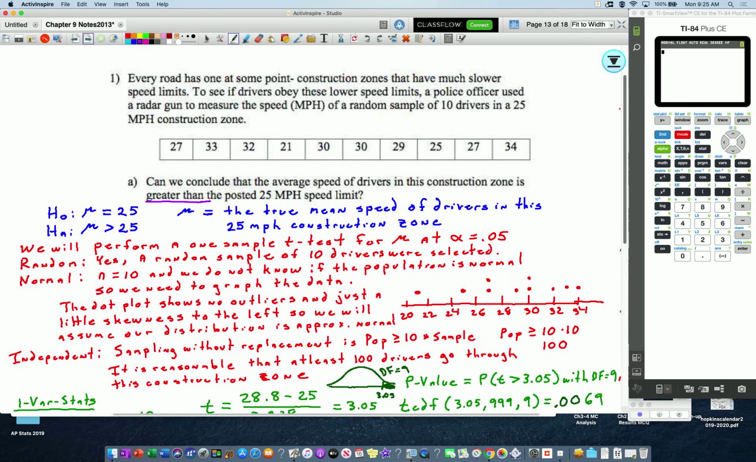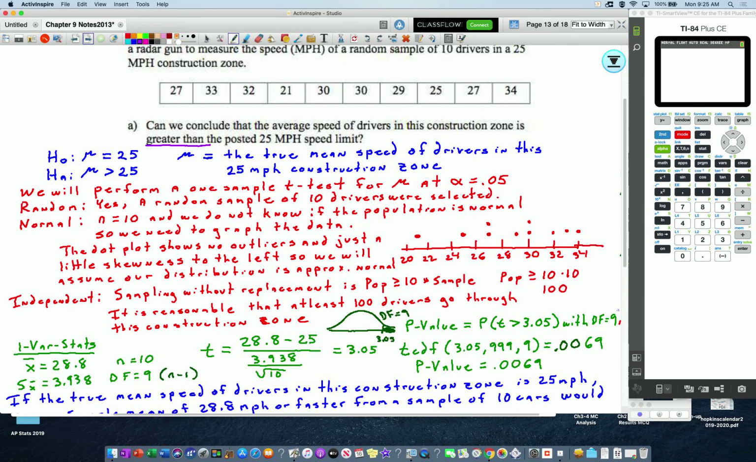the next step, okay, is our plan. So our plan here, we're going to say what type of test we're going to do: one sample t-test for mean at the 5% significance level. Again, they did give us a significance level, 5% always. So random, yep, we have the police officer took a random sample of 10 drivers. Okay, normal. Now this is where the fun begins.